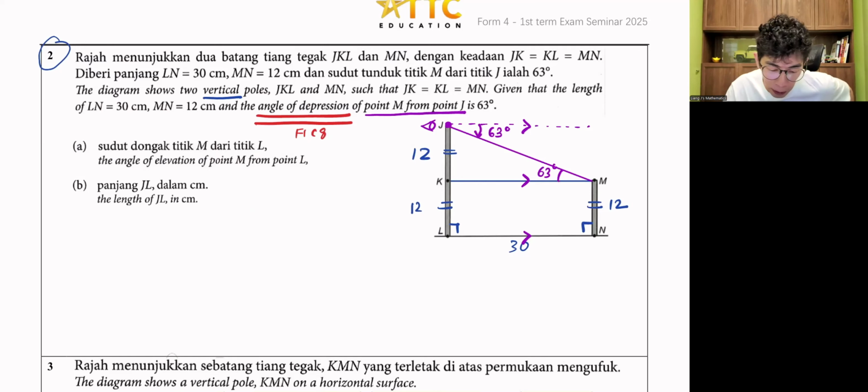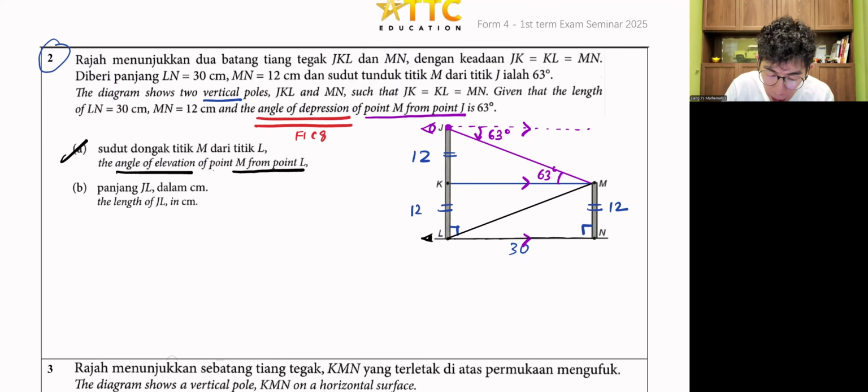And now they want you to find the angle of elevation. So angle of elevation, point M from L. Okay, let's do it. From L, I draw the eyeball. This eye level is the same as your horizontal, no need. Then I draw up to M, because they say M from L. Go to eye level, draw up. This is what they want you to find.